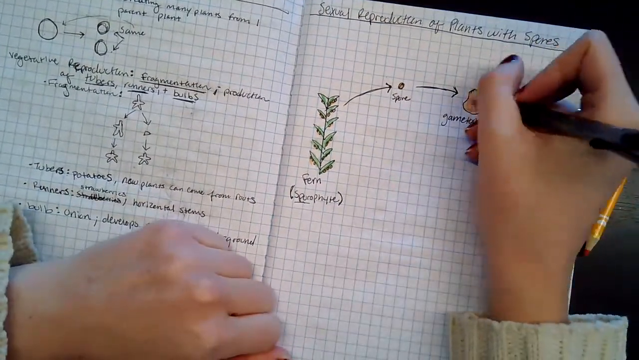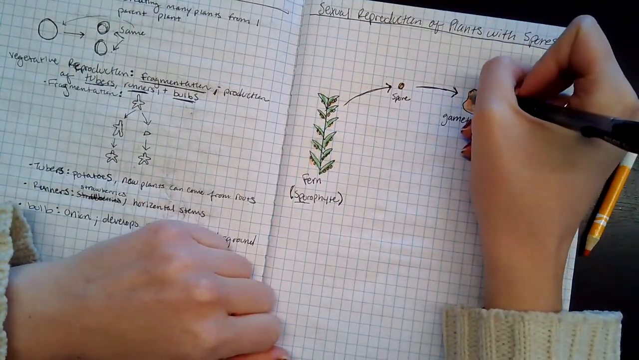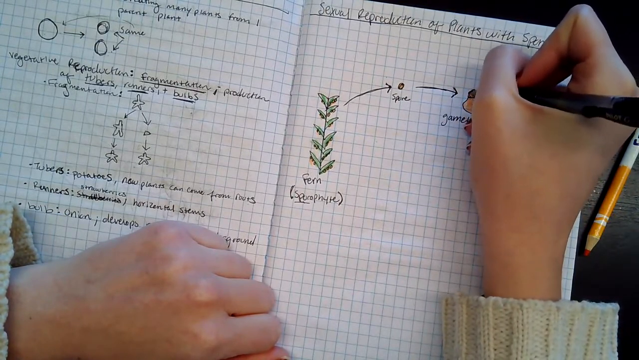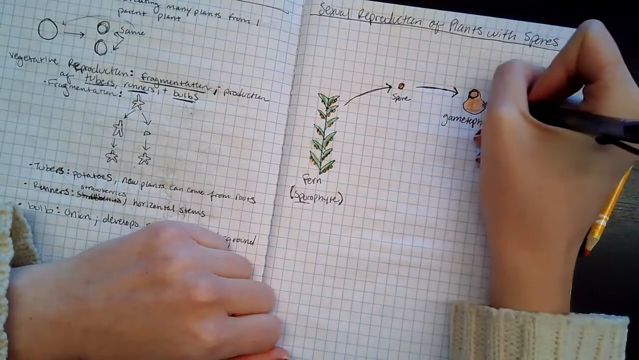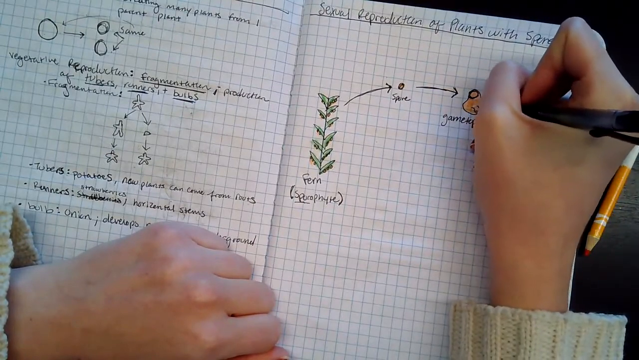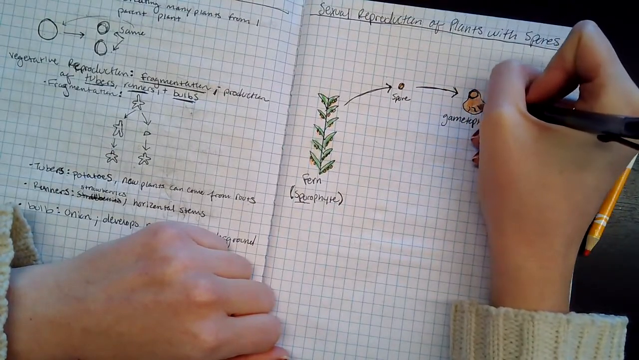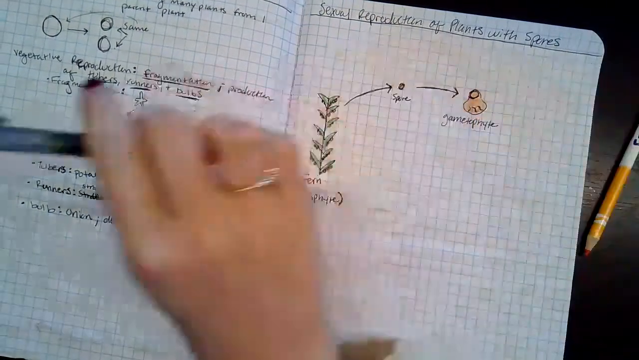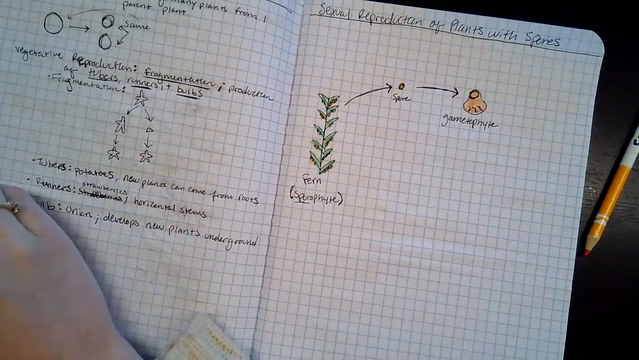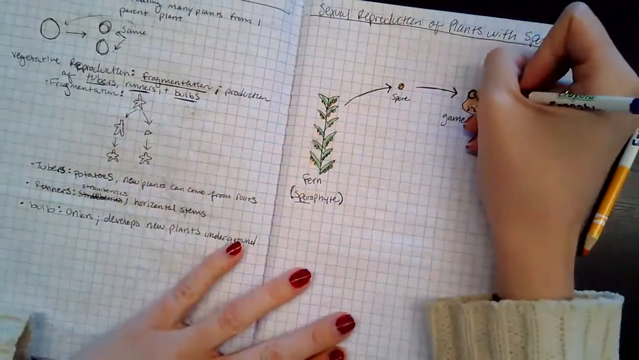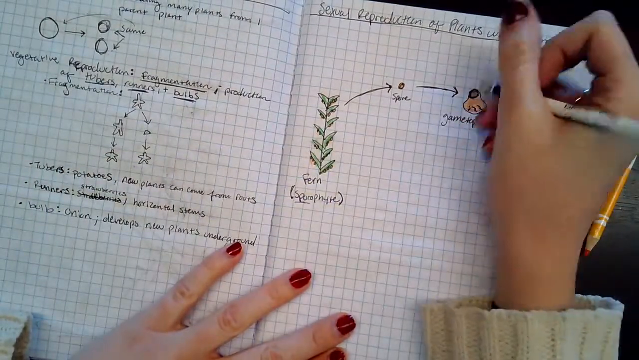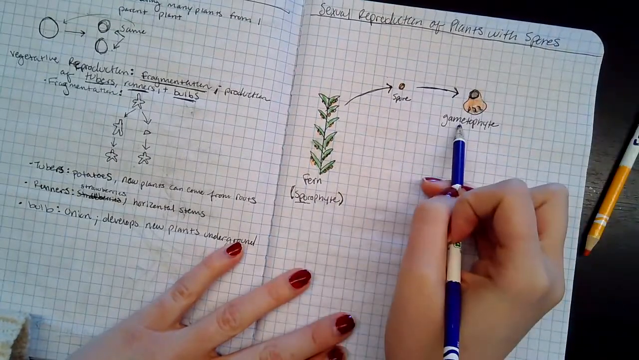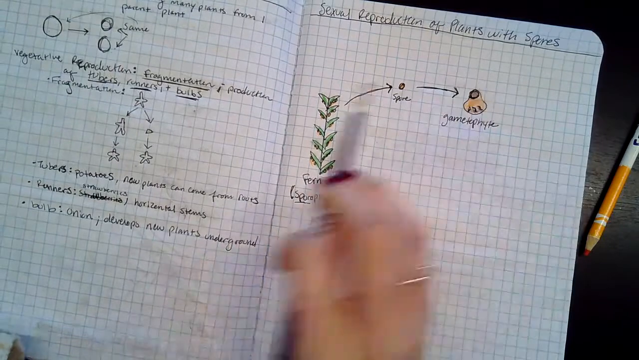What is a gametophyte? A gametophyte has on it an egg and sperm that just grow on it. Okay. So I'm going to color those in purple. Egg, sperm. So the spore became a gametophyte, which has egg and sperm.